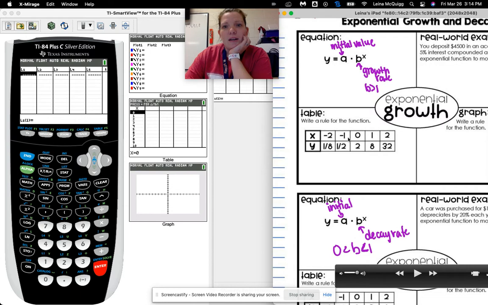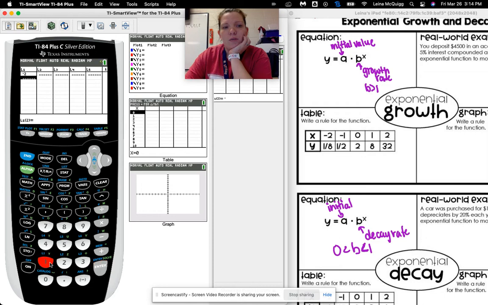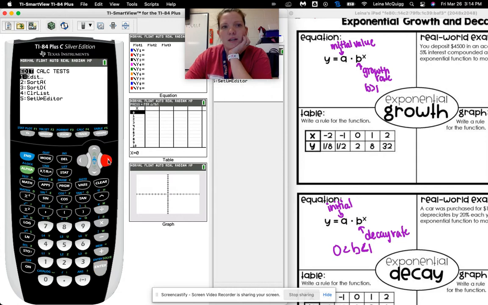Okay, so when we do stat edit, our x values go in L1, our y values go in L2. So I'm going to do -2, -1, 0, 1, and 2 in L1. Then we're going to go over to L2, and I'm going to do 1 divided by 8 is 1/8. 1 divided by 2 is 1/2. 2, 8, and 32. And we can do stat, go over to calc, go down to quad reg, and hit enter. We're going to go down to calculate and hit enter again.